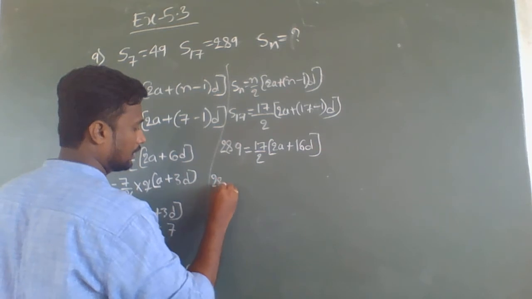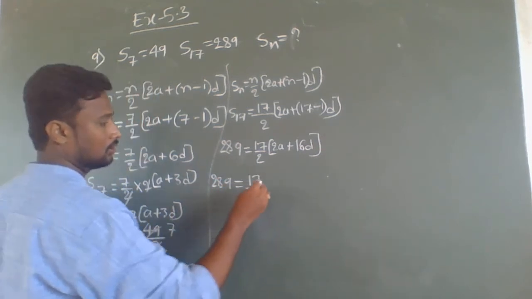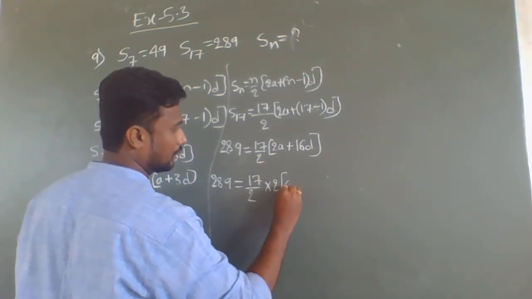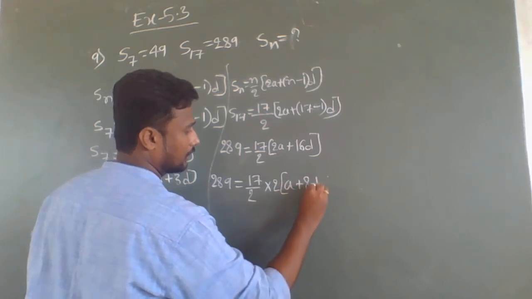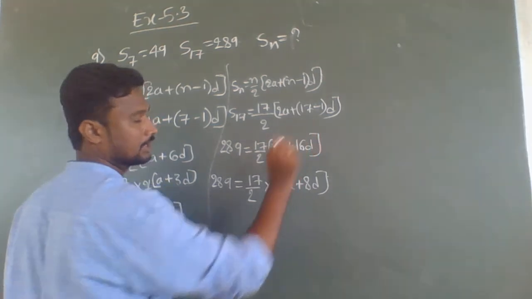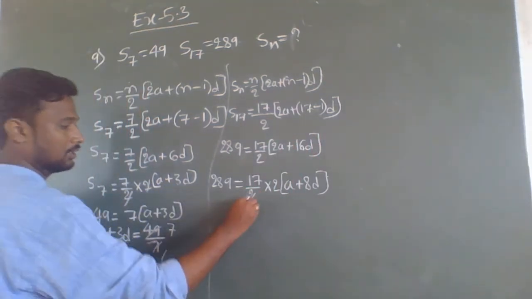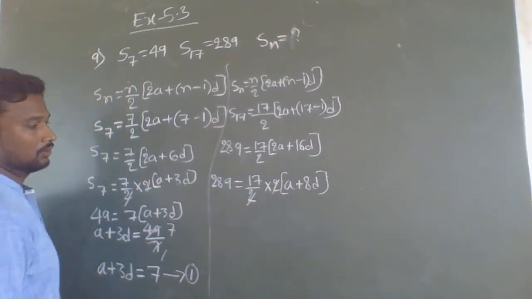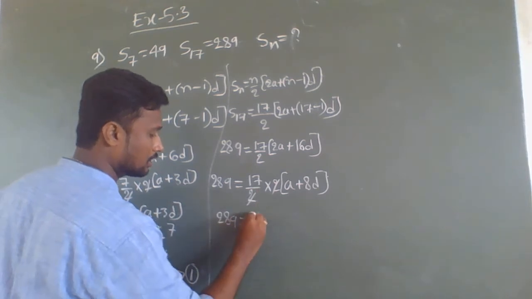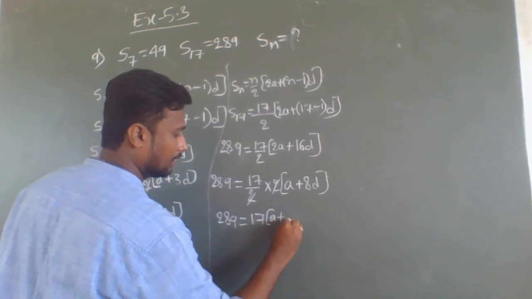So 289 is equal to 17 by 2. I will take 2 common here, 2 into bracket a plus 8d. Why? 2 into a is 2a, and 2 into 8d is 16d. 2 into 8 means 16 only. So now I can cancel this 2 and this 2. Now I got 289 is equal to 17 into bracket a plus 8d.